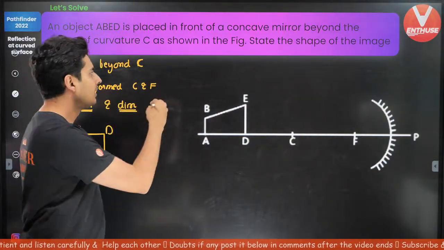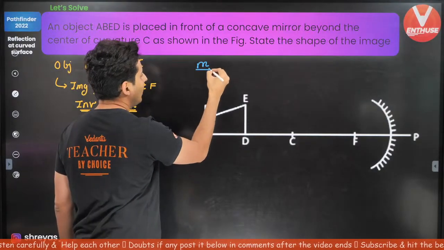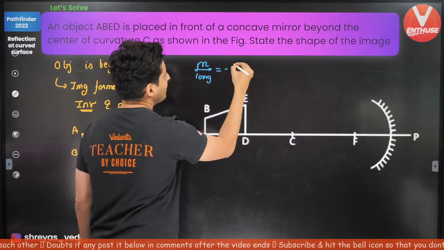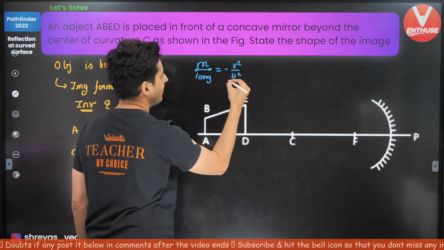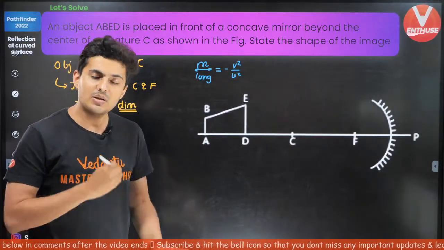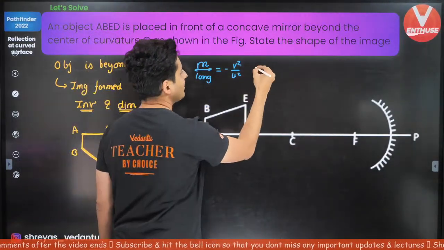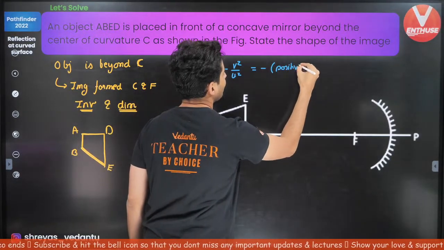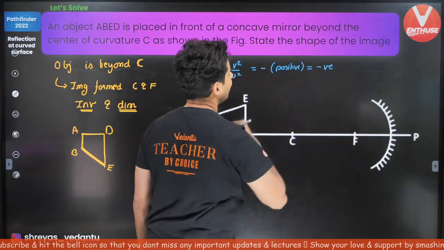So think, what is the magnification along the principal axis? The longitudinal magnification. It is minus V square by U square. Now V square by U square is always a positive number. So it's basically negative into always a positive number, which means it will always be negative.